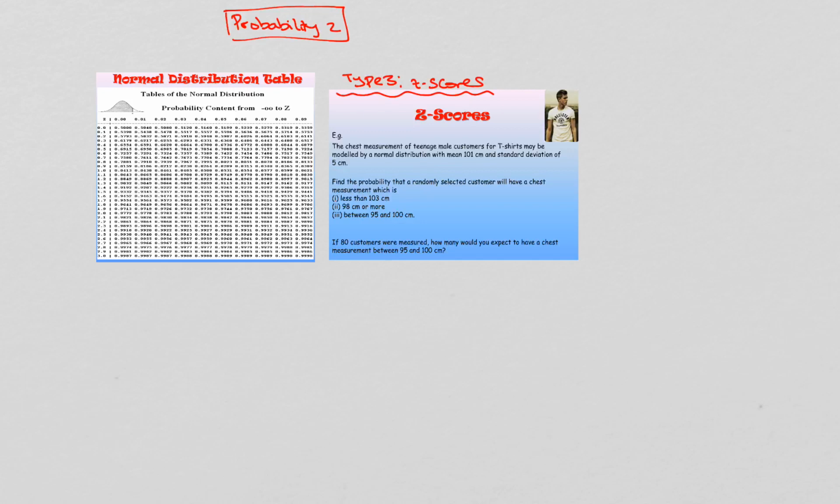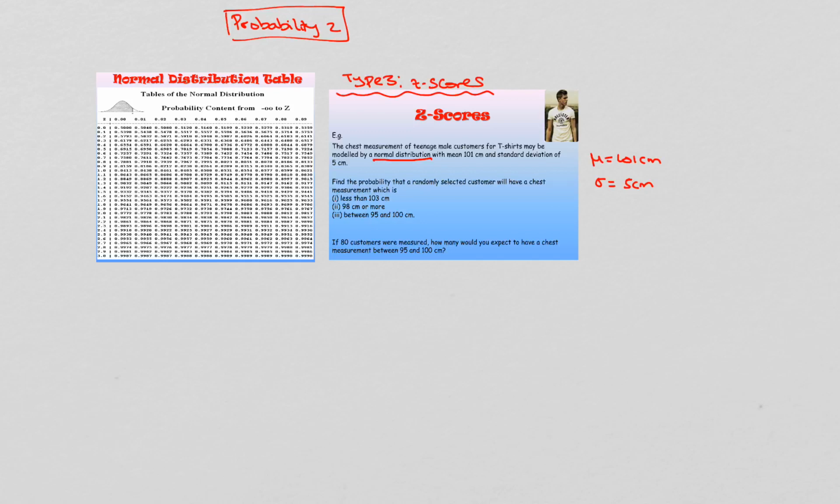Here we have a question which we looked at already, but this time it's going to be in terms of the normal distribution table. We're given that the chest measurement for teenage male customers for t-shirts may be modelled by a normal distribution. That's really important. We're told the underlying distribution is normal, with a mean of 101 centimetres and a standard deviation of 5 centimetres.